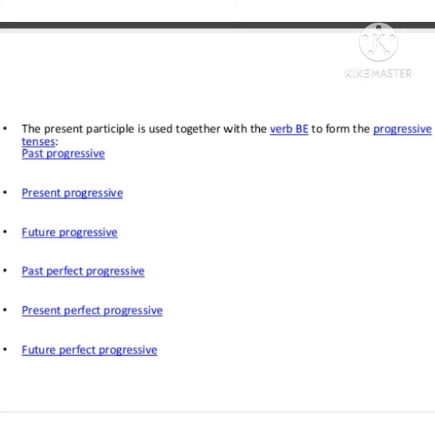The present participle is used together with the verb be to form the progressive tenses. For example, past progressive, present progressive, future progressive, past perfect progressive, present perfect progressive, and future perfect progressive. Here the meaning of progressive is continuous. So we can say present continuous, past continuous, future continuous, and so on.